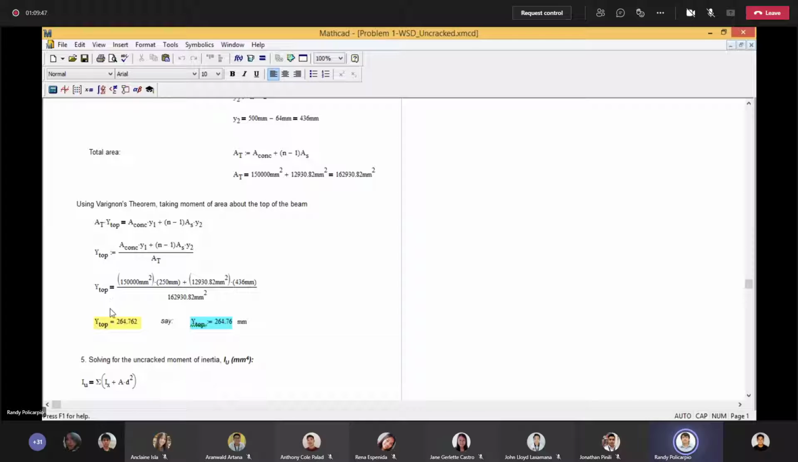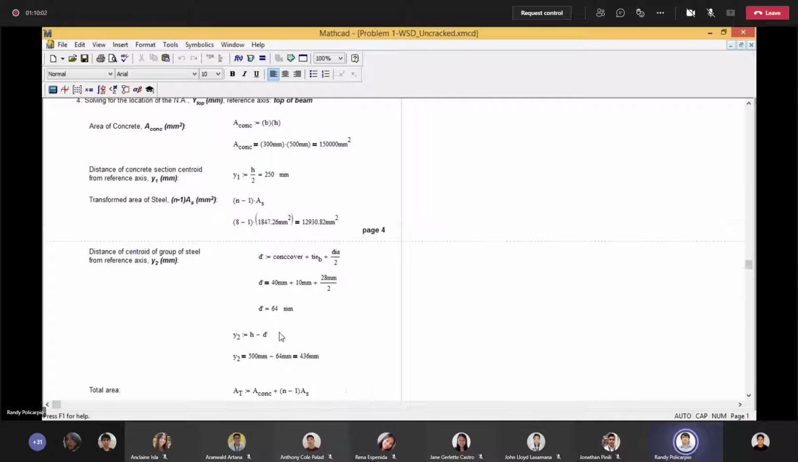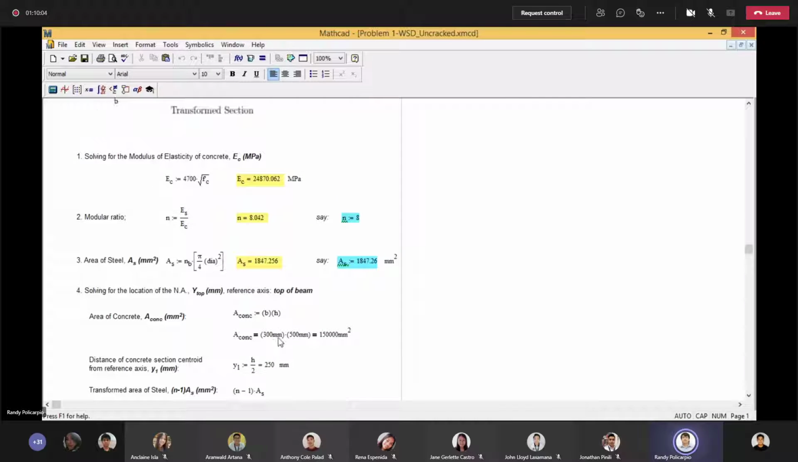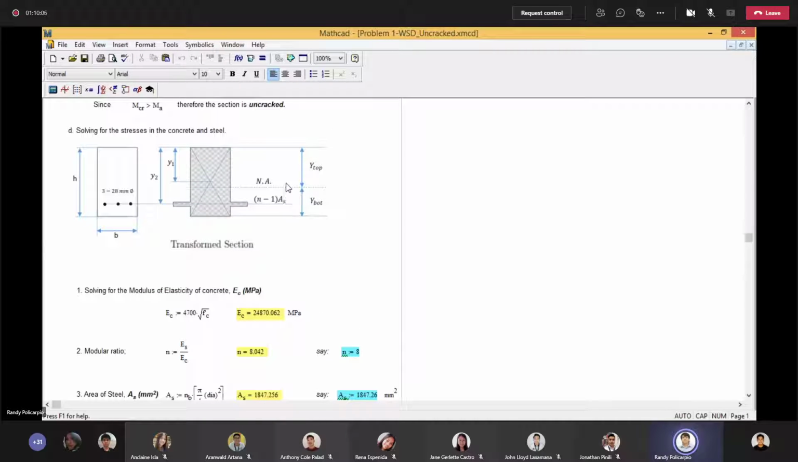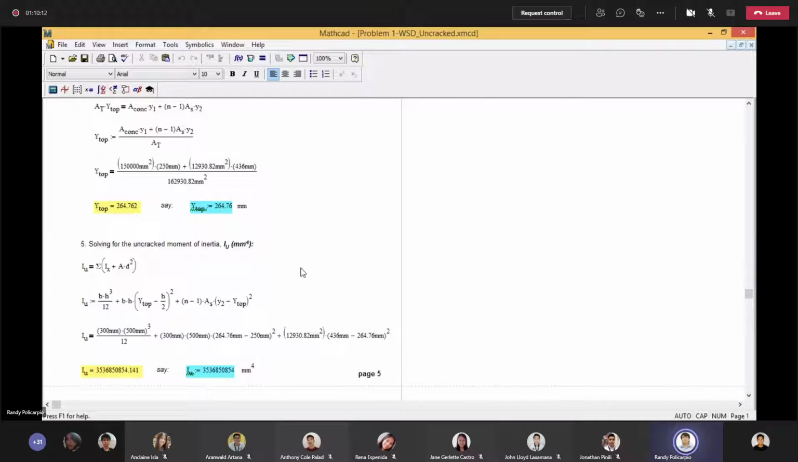And solving for Y top, it is equal to 264.76 millimeter. So this is the location of our neutral axis with respect to the top of the beam, no? Ayan, with respect to the top. Okay? So after knowing the location of the neutral axis, we may now solve the uncracked moment of inertia.